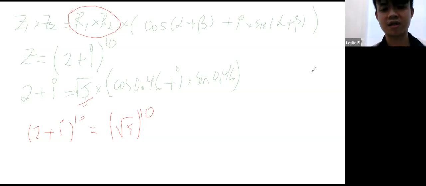Any questions until there? Then it's as simple as adding all of the angle. So you add each of the angle, which is 0.46, for how many times? Also 10 times. So it will give you cos 4.6 now, right? Plus I.